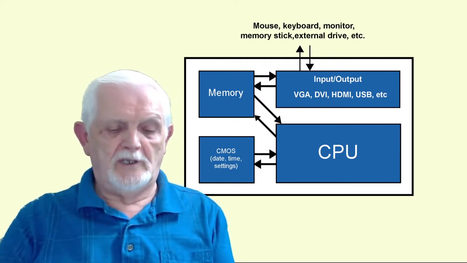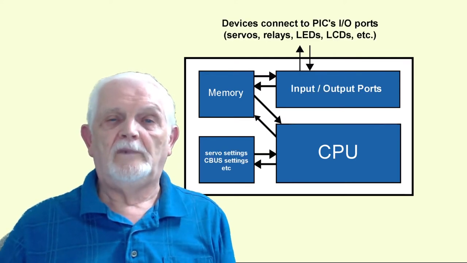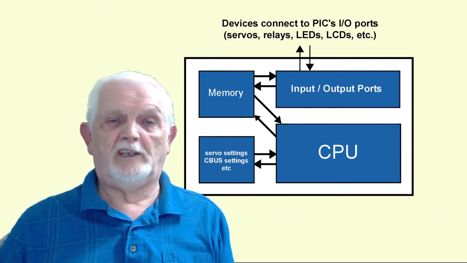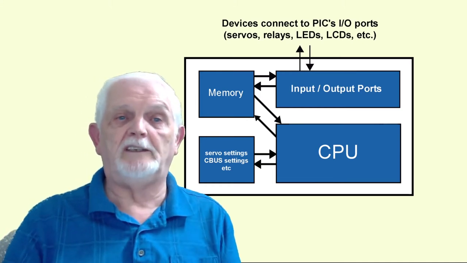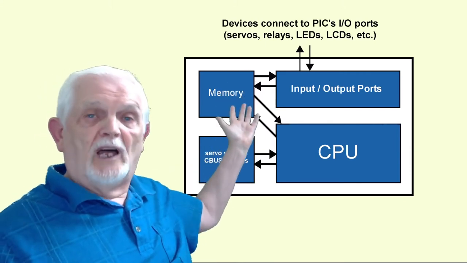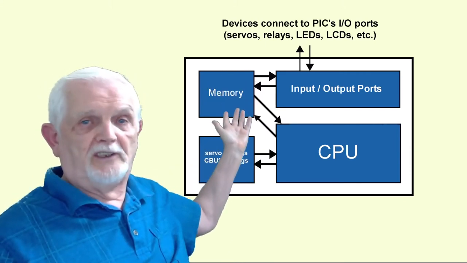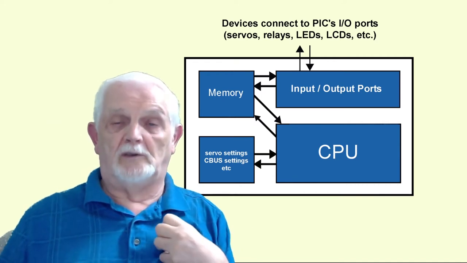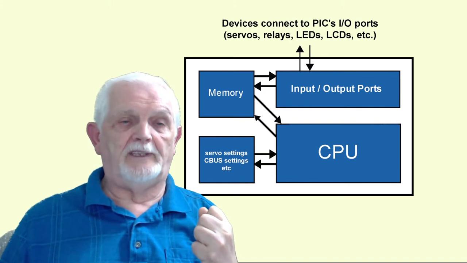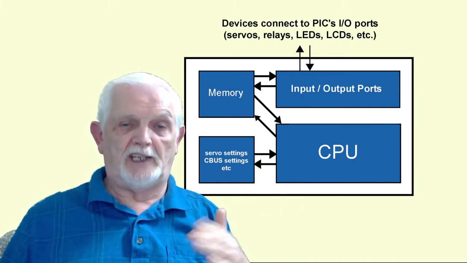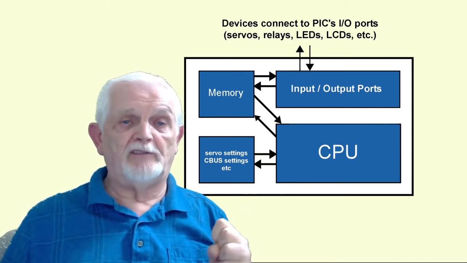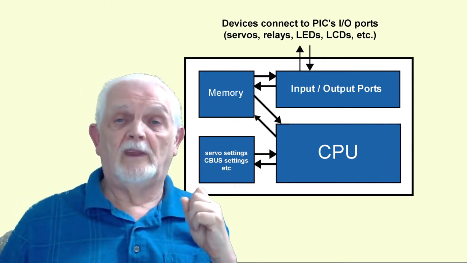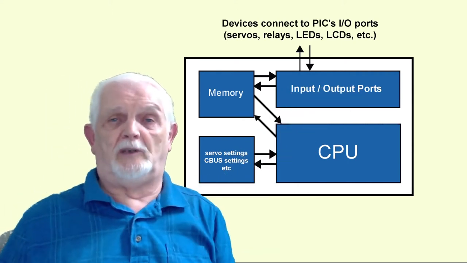And into those input outputs, you can connect a whole multitude of devices. If I now show you the same thing, how similar is that to the PIC version? It's still got a CPU to do all the thinking. It's still got memory to store the program you're working on, whether it's a shuttle or flashing LEDs. It's still got a block of memory that will store values after you've powered down. For example, if you have the servo module and you've set up all the settings for the points, you don't want to lose them every time you switch the power off, so you store them in a block of memory. And finally, you've also got input-output on a PIC chip.